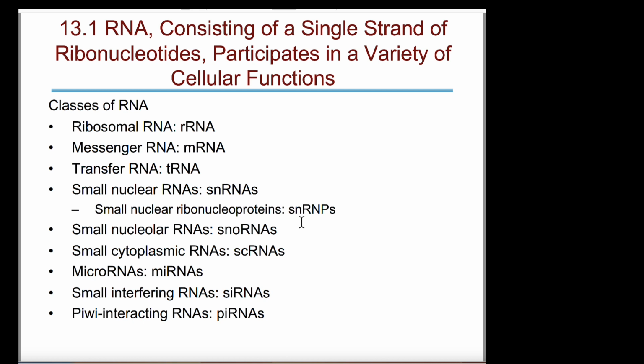And you have piwi-interacting RNAs, or piRNAs. These are another small class of RNAs that are named after the piwi proteins that they interact with. You often find these in mammalian testes, and they have a role similar to microRNAs and siRNAs in that they help suppress the expression of elements like transposable elements.